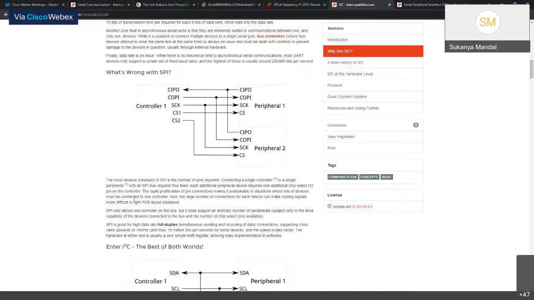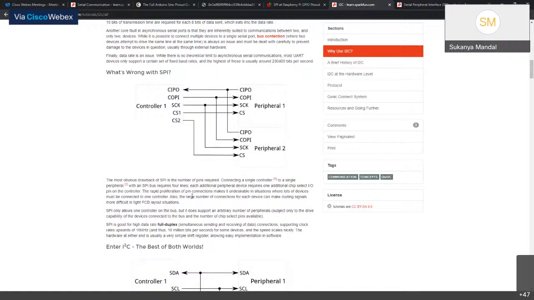Connecting a single controller to a single peripheral with an SPI bus requires 4 lines, as we discussed. Then the rapid proliferation of pin connections makes it undesirable in situations where lots of devices need to be connected to one microcontroller. So if it's a sensor mesh, which is nothing but sensor networks with a larger number of sensors attached to one microcontroller, like a network mesh or something of that sort.